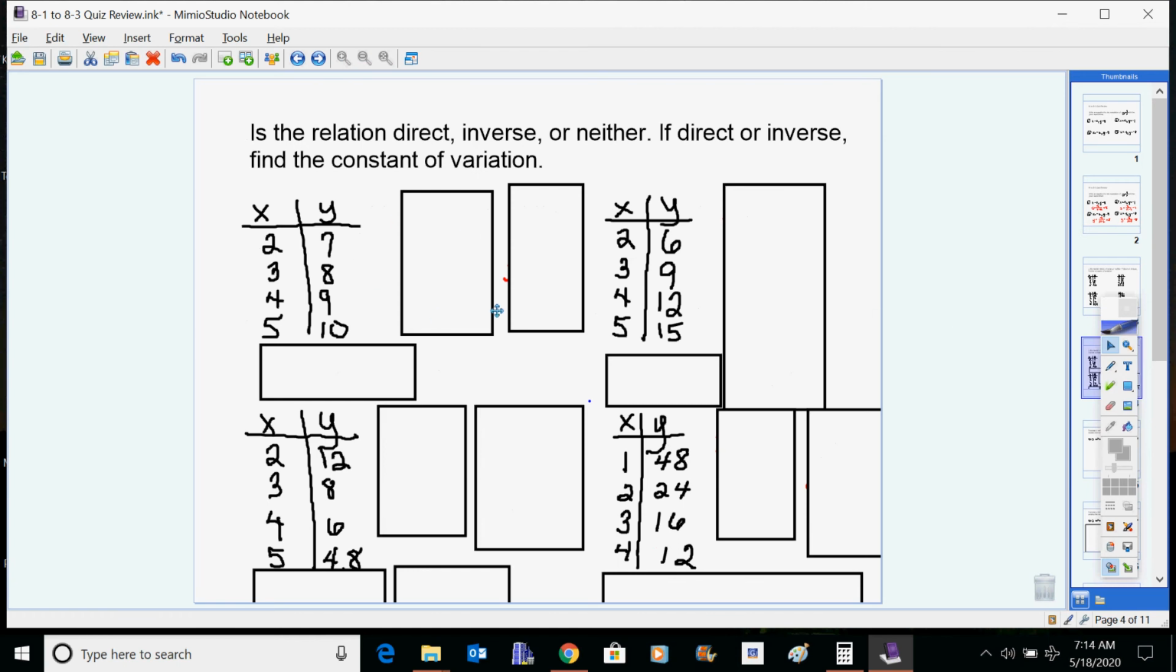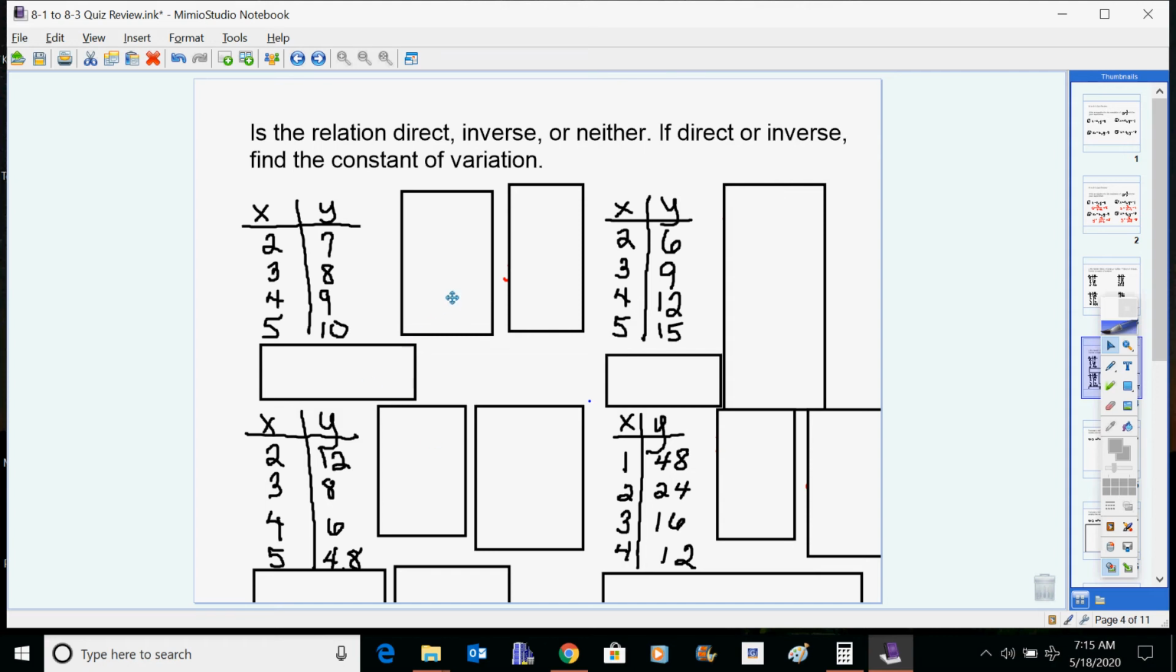Next, you need a description of how to find whether it's a direct inverse or neither variation, and if so, to find the constant of variation. So you will have answer blanks for these and be able to fill in answers on these things.